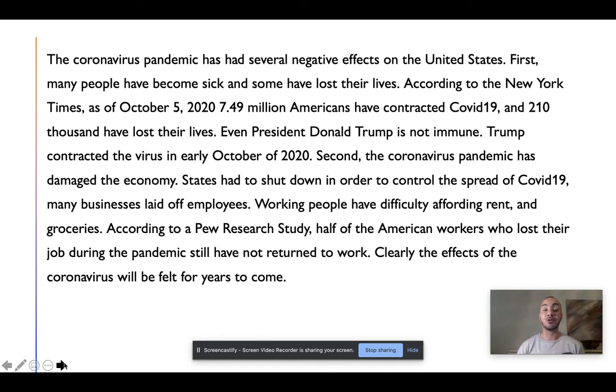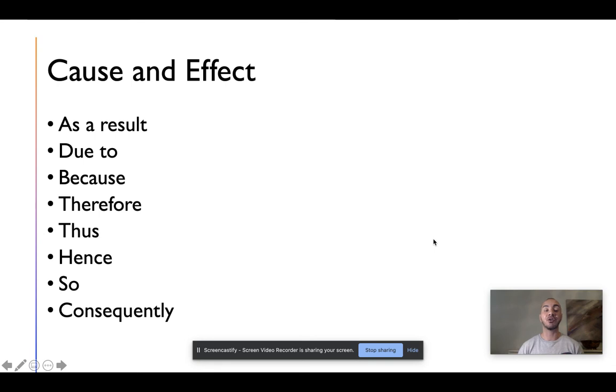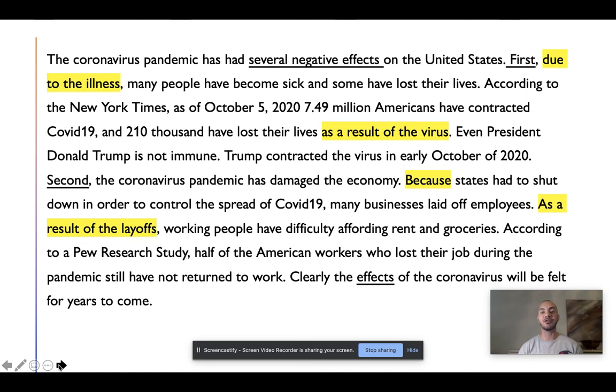And so what we want to do is add in those cause and effect transitions in order to emphasize that relationship. Some of the cause and effect transitions you'll see on the screen here are phrases like as a result, due to, because, therefore, thus, hence, so, and consequently. There are others, but this is a good starting list. So let's revisit our paragraph one more time, this time with our transitions highlighted and included.